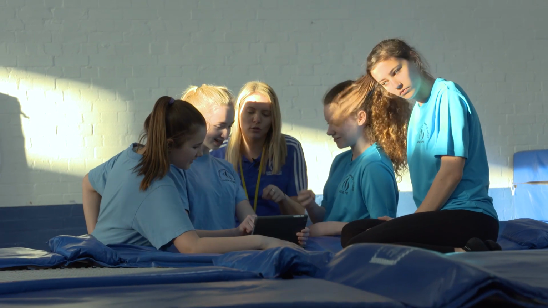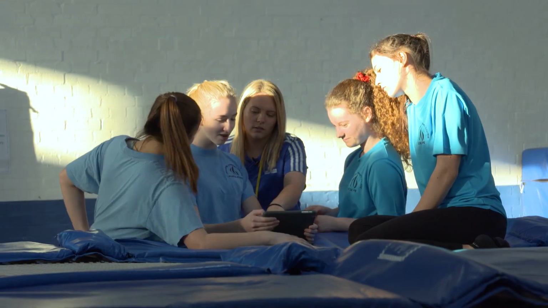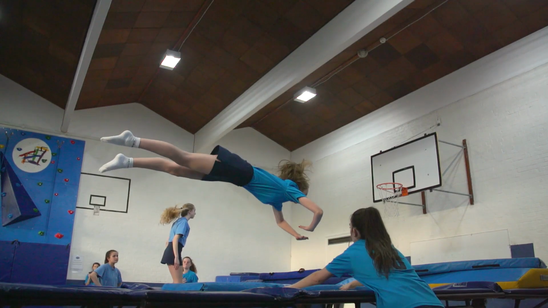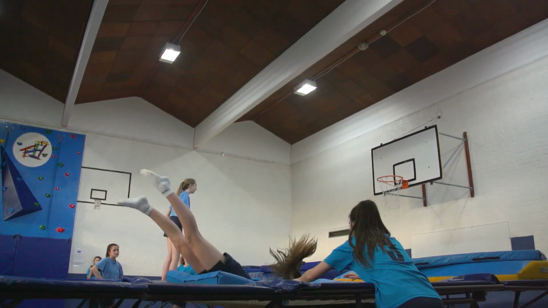The first thing I was doing was going around each group and making sure they were given the correct kind of feedback, because sometimes it's very easy to go, oh, your legs weren't straight. Which is feedback, but it's not very helpful feedback. They're not going to be able to improve on that. So it was just making sure that they fully understood the exact points they needed to look at.